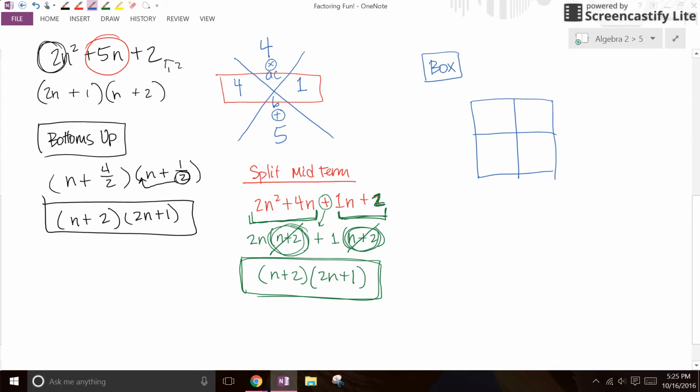And it's kind of like the split the middle term method, where in the first box, you're going to put the first thing, 2n squared. In the last box, you're going to put the 2. And what goes in the middle box is these guys. I don't care where you put them. Let's do 4n and 1n.